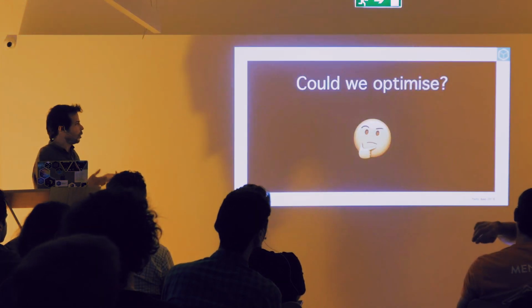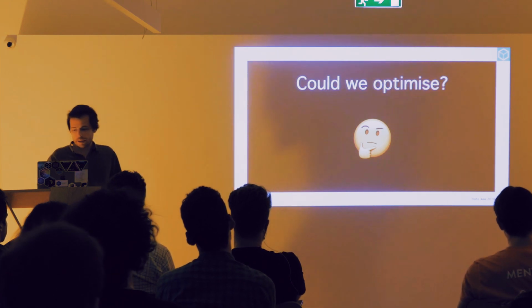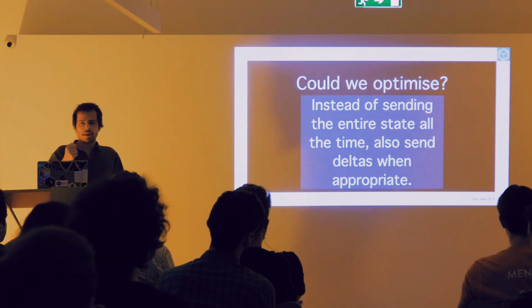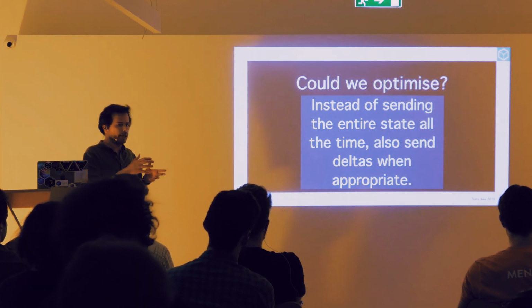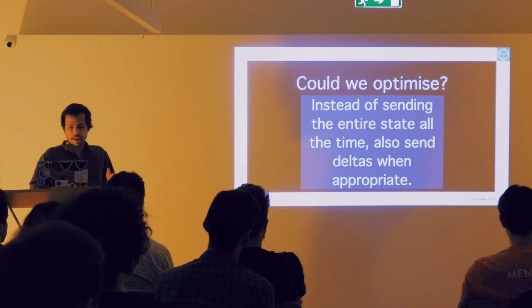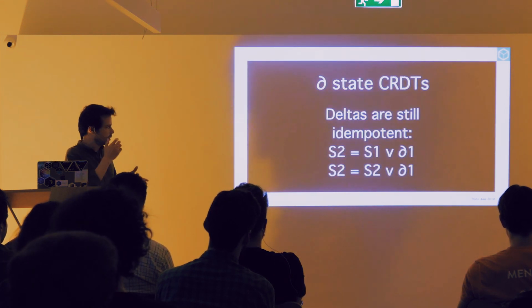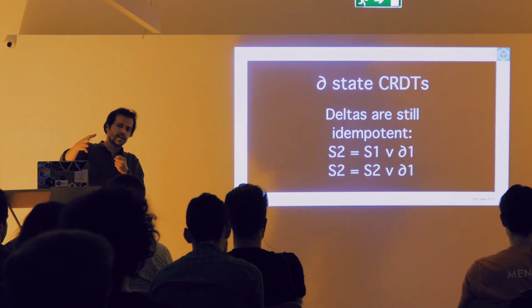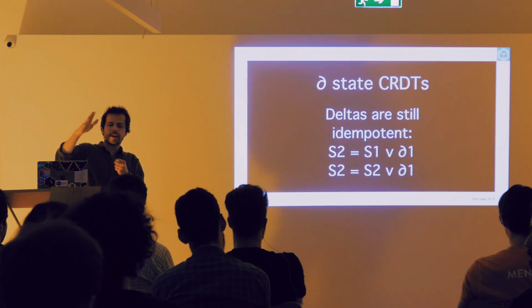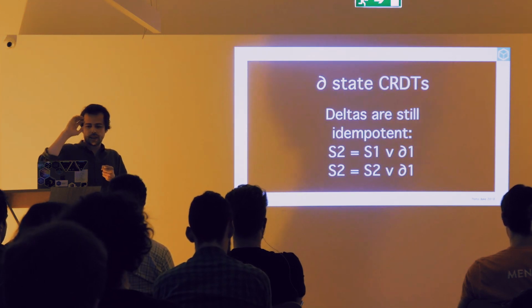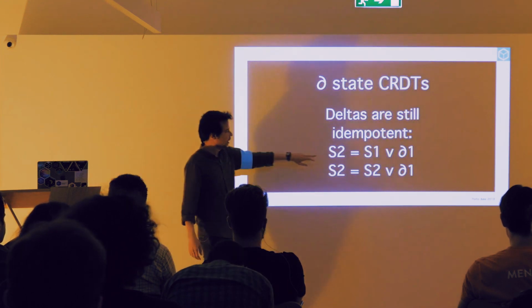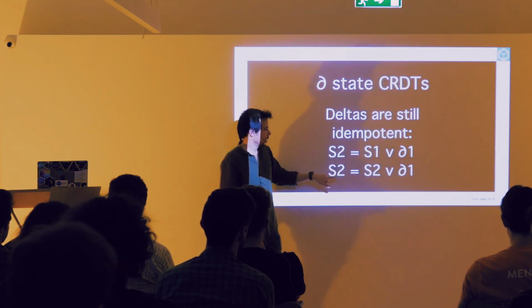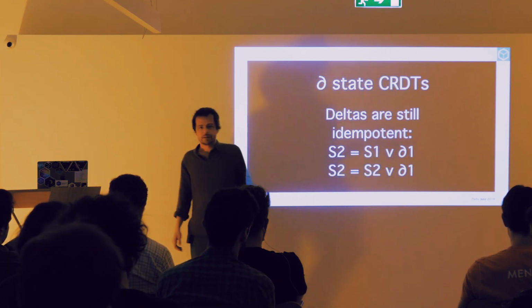Okay, so could we optimize this? Could this be a bit more optimal? Instead of sending the entire state all the time, we could also send the deltas when appropriate, right? So here come the delta state CRDTs. And the deltas are also idempotent, with this nice property that even if I send the message many times, the nodes will still converge to the same value. Meaning that if I derive a state 2 from a state 1 joined with a delta, and I do that 2 times, I still get the same state.